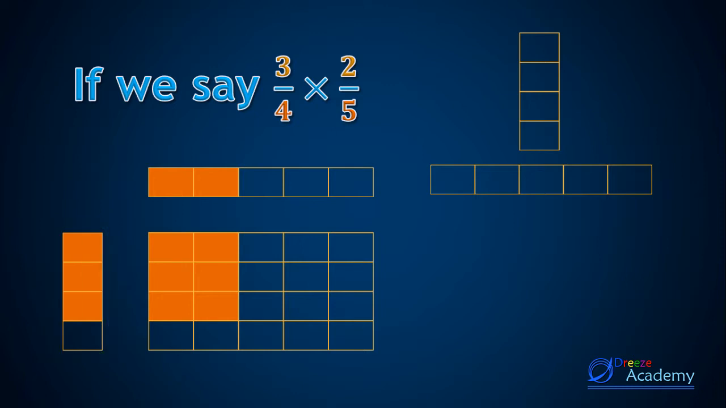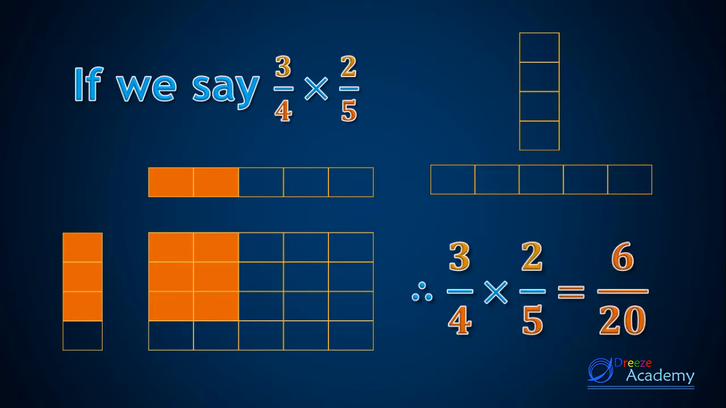Please note that this concept of boxes is for explanation purposes only. We do not have to always draw them whenever we execute multiplication of fractions. Simply put, 3 over 4 times 2 over 5 is equal to 3 times 2, equal to 6, all over 4 times 5, which is equal to 20.